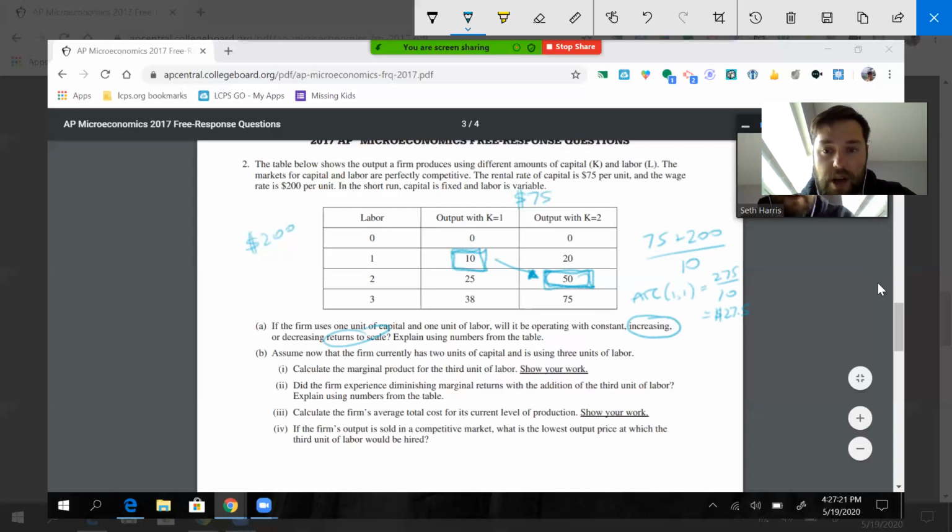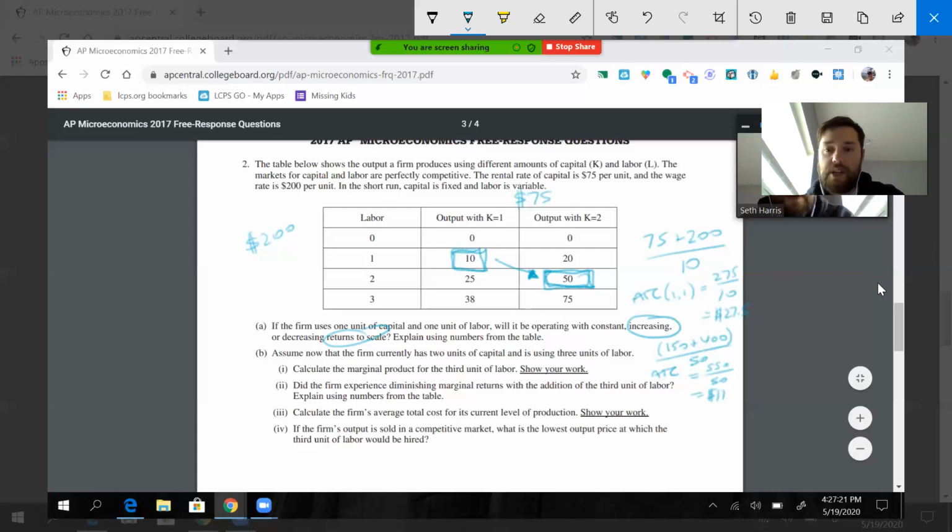Now we do the same thing, but compare the average total cost for when we doubled our output. So we have 2 now, so 2 times 75, which is 150, plus 2 laborers, 200 times 2, so that's 400. And divide by our new output, which is 50. So what we end up with is 550 over 50, which should be $11 for an average total cost. So we found our average total cost went from 27.5 per unit down to 11 per unit.